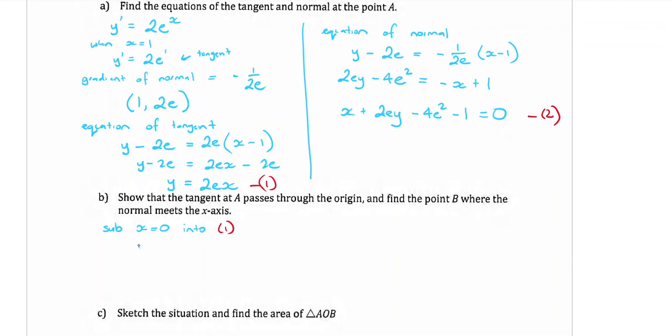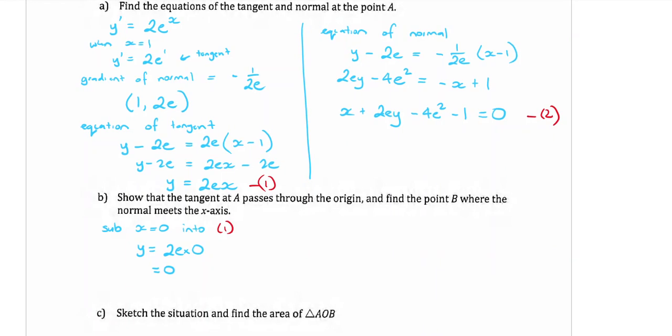So that would be y equals 2e times 0. Anything times by 0 is still 0, which means I subbed in 0, I got 0, it passes through 0, 0, right? So therefore, it passes through 0, 0, which is the origin.